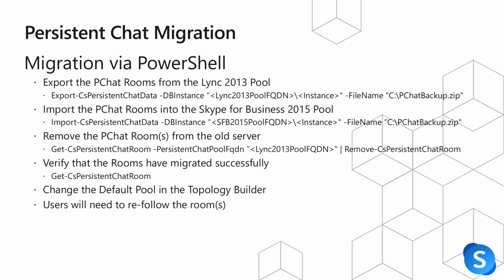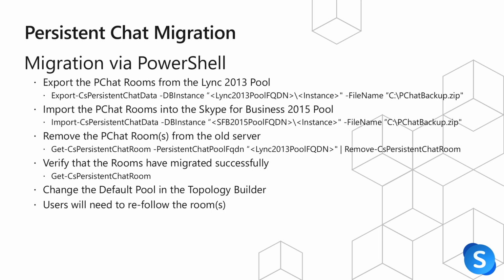We are then going to copy this file over to the 2015 pool and then go to the 2015 server and run this commandlet to actually import that into the local database for that server. And then we're going to remove the old persistent chat rooms from the old server to prevent there being dual homed rooms. So we're going to run a commandlet that is Get-CsPersistentChatRoom with the -PersistentChatPoolFqdn option, and then we're going to put the FQDN there.